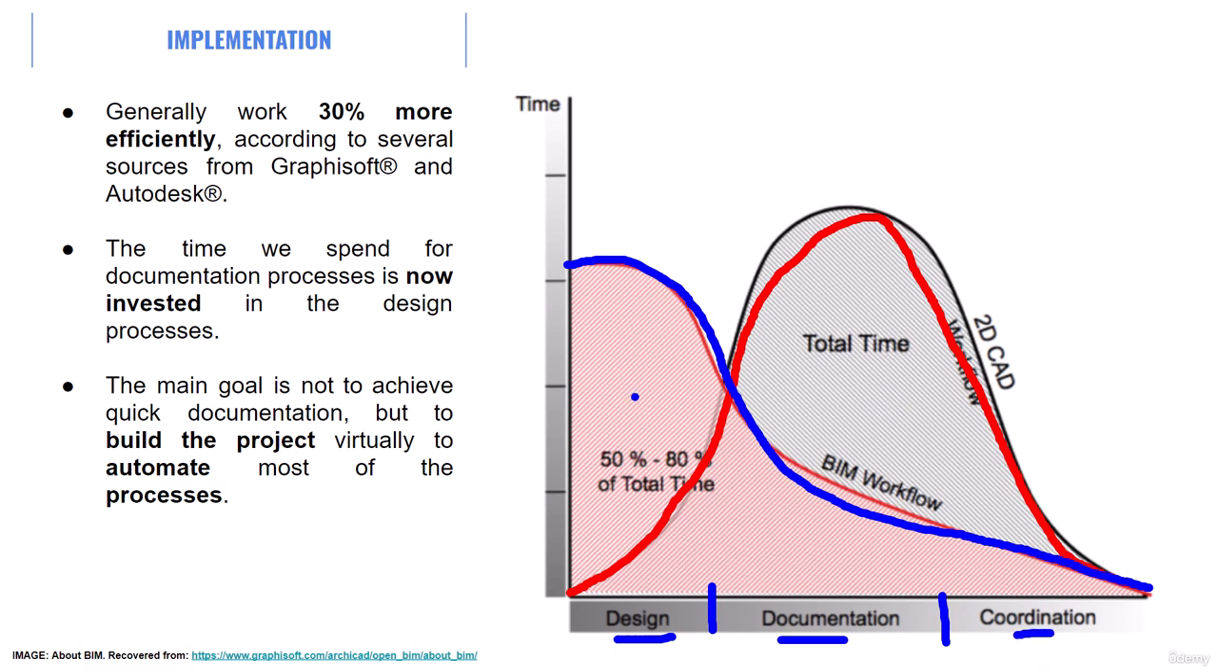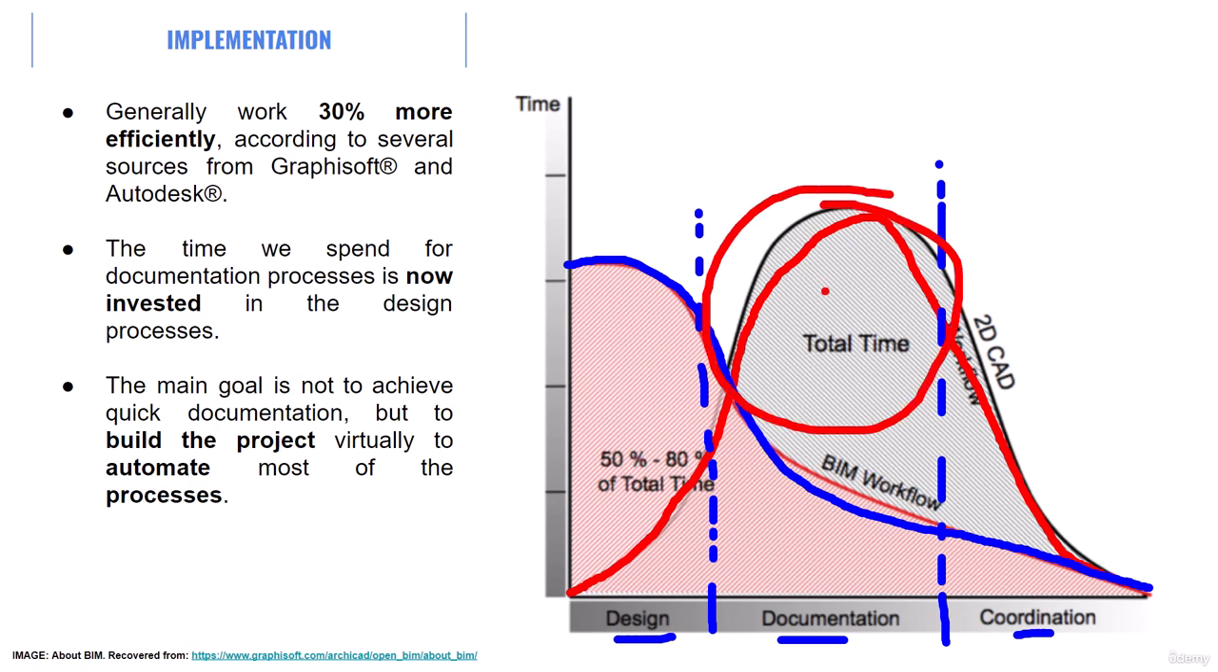And clearly, something that will happen with BIM is if you are accustomed to spend a lot of time in the documentation process for the 2D CAD workflow, as you can see, all the time is concentrated on this stage of the project. But the main difference with BIM is that you take all this time concentrated for the documentation process and you invest it on the design process, which will give you, of course, positive and also side effects that we have to take into consideration.